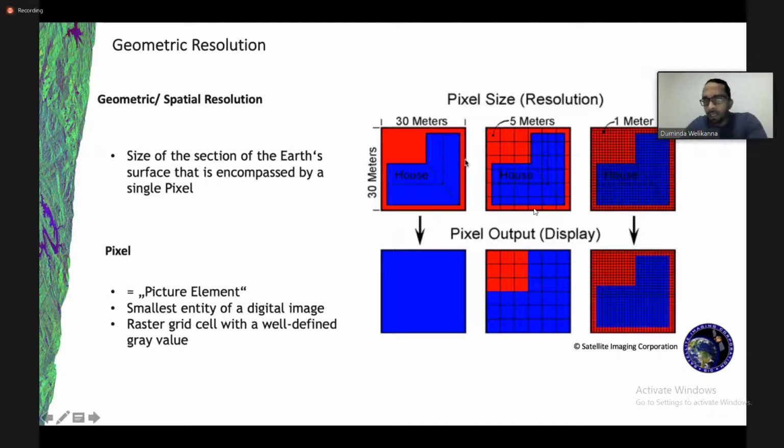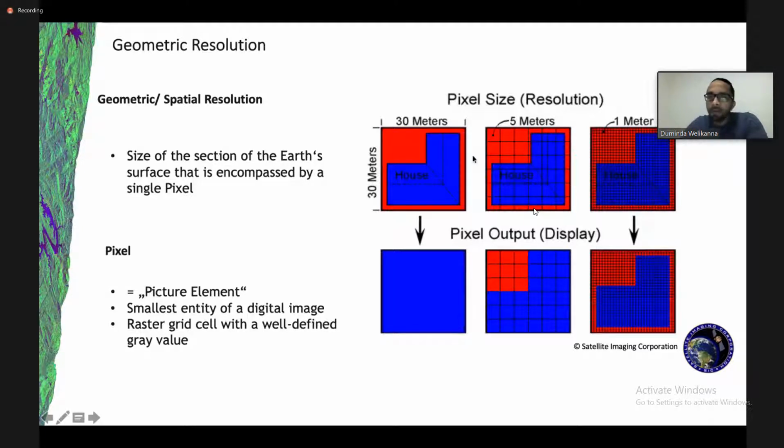So you can see that if the smallest area is 30 meter, and there is a house inside this 30 meter area, so what happened? The whole pixel will be recorded by the energy coming from the house. So there will be a number allocated for that pixel. So the spatial resolution or the geometric resolution is 30 meter. That means below 30 meter, like for instance 10 meter, this sensor cannot see.